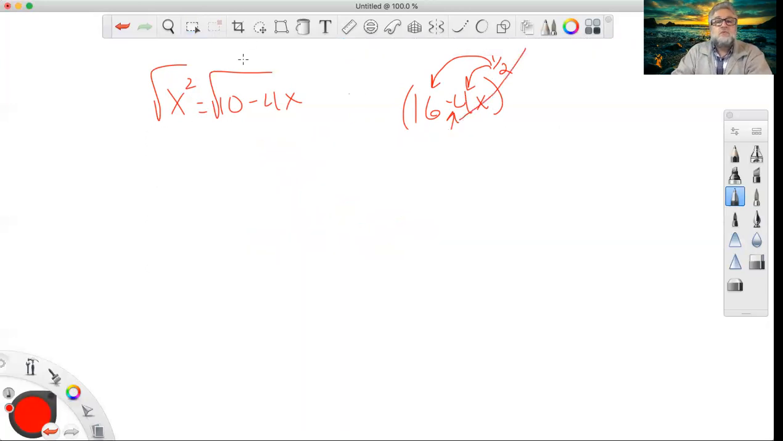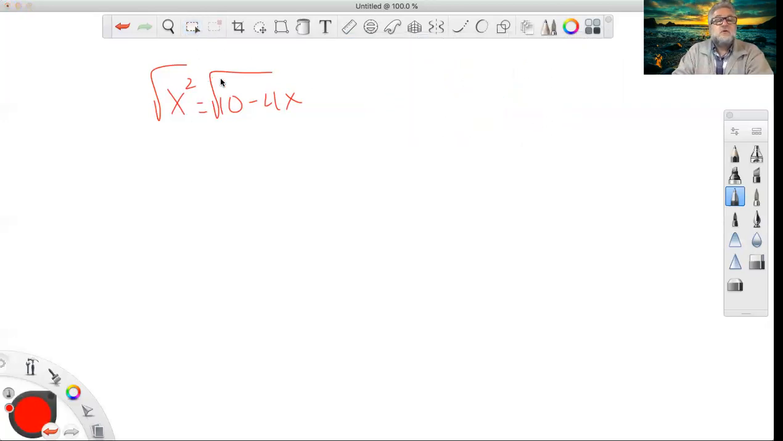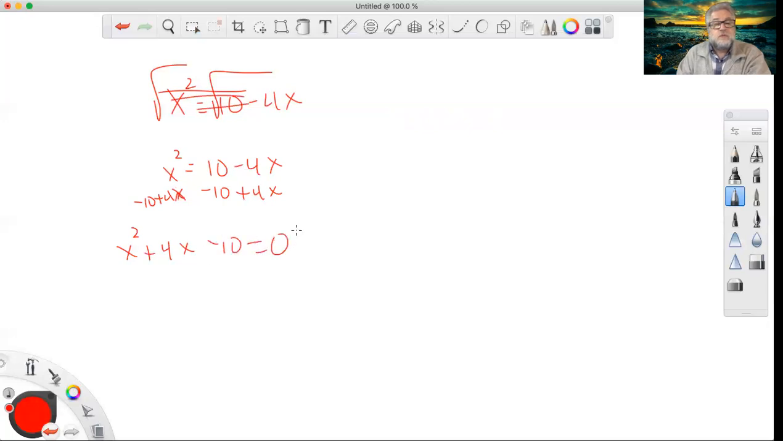So, oops. Let me get rid of that ugly thing. There we go. So all we can do, I'm just going to rewrite it. I got my pen. So let's just take this and rewrite it. x squared equals 10 minus 4x. We need to get everything on one side and 0 on the other to see if we can factor it. So I'm going to subtract 10 and add 4x. So we'll get x squared plus 4x minus 10 equals 0.